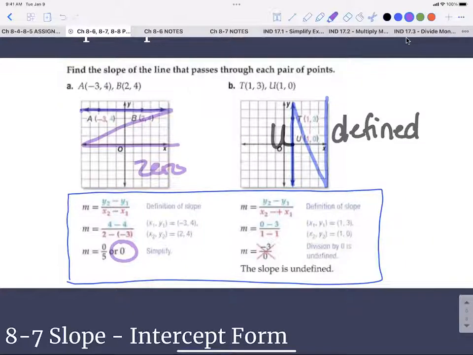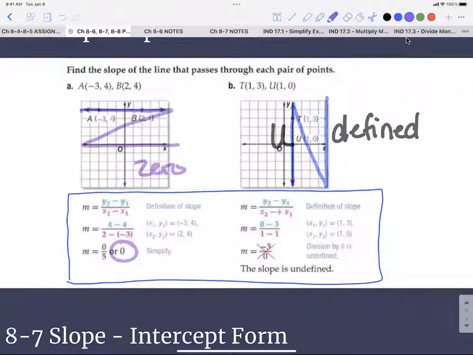And in the undefined example, the vertical line, when you plug in any 2 points on a vertical line, it doesn't matter what 2 points you pick, you're always going to get a 0 in the bottom. Well, what's the math rule about a 0 in the bottom of a fraction? Yeah, not a math thing. That's a big math foul, right? You cannot have a 0 in the bottom of a fraction. It does not reduce to any number whatsoever. It's just simply undefined.